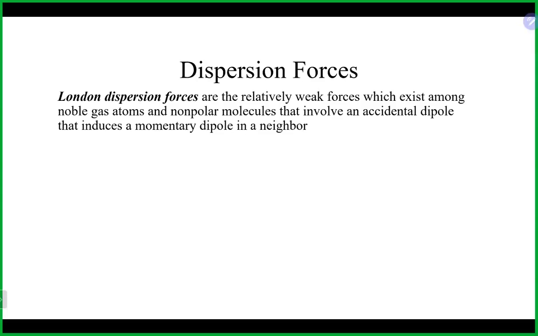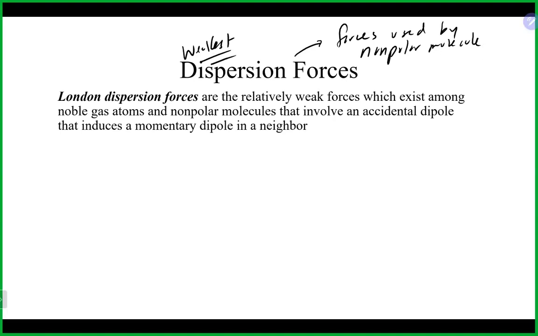And the last type of intermolecular force is dispersion forces. Dispersion forces are essentially the forces used by nonpolar molecules. So this is your main intermolecular force used by nonpolar molecules. It is also the weakest of all of them. A nonpolar molecule is essentially a neutral molecule, because all the electrons are shared equally over the entire molecule.